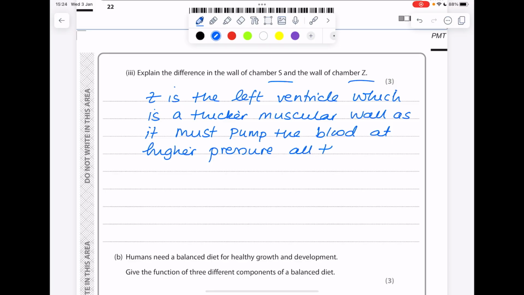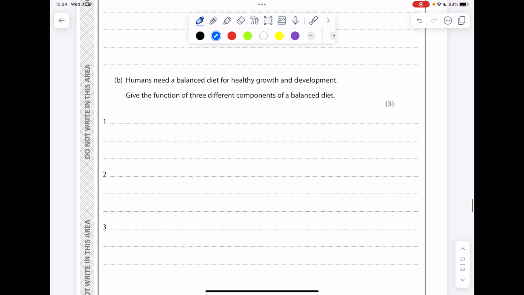All the way around the body. You could have obviously given the opposite argument for S. Humans need a balanced diet for healthy growth and development. Give the function of 3 different components of balanced diet. Finally, a straightforward question. So, carbohydrate is needed for energy.